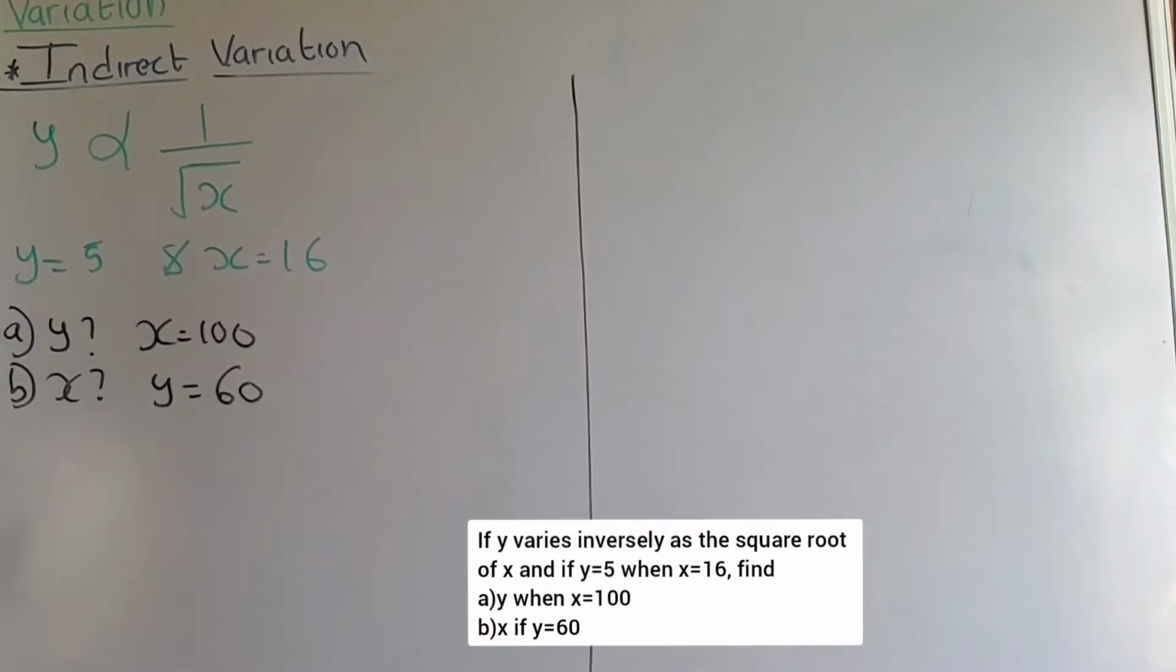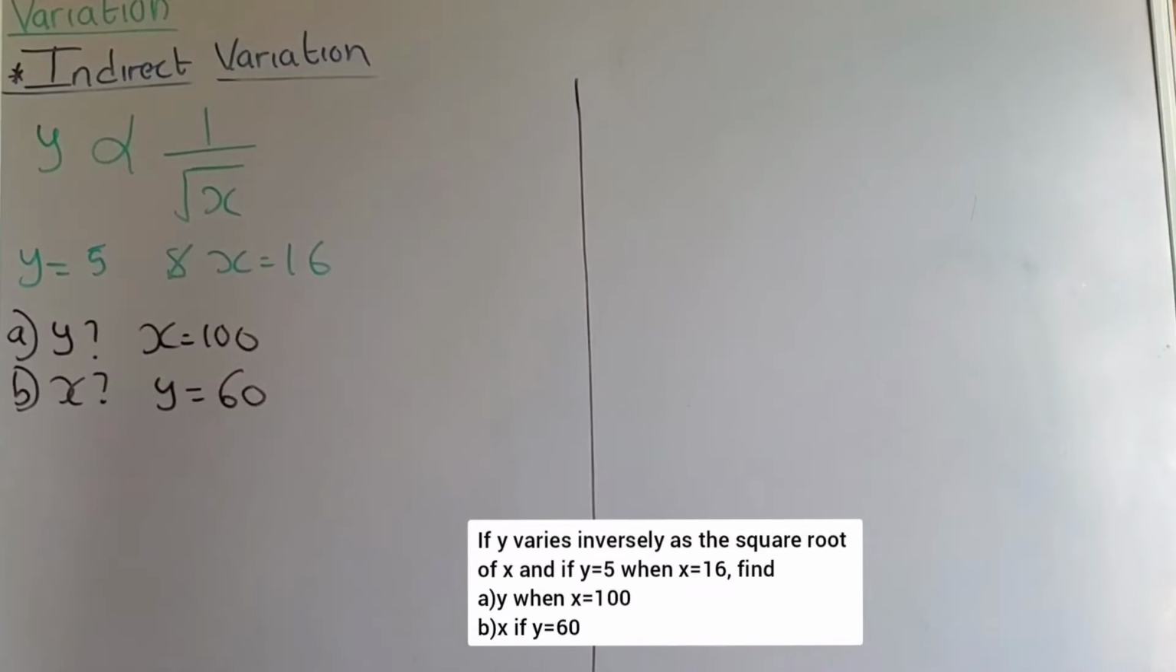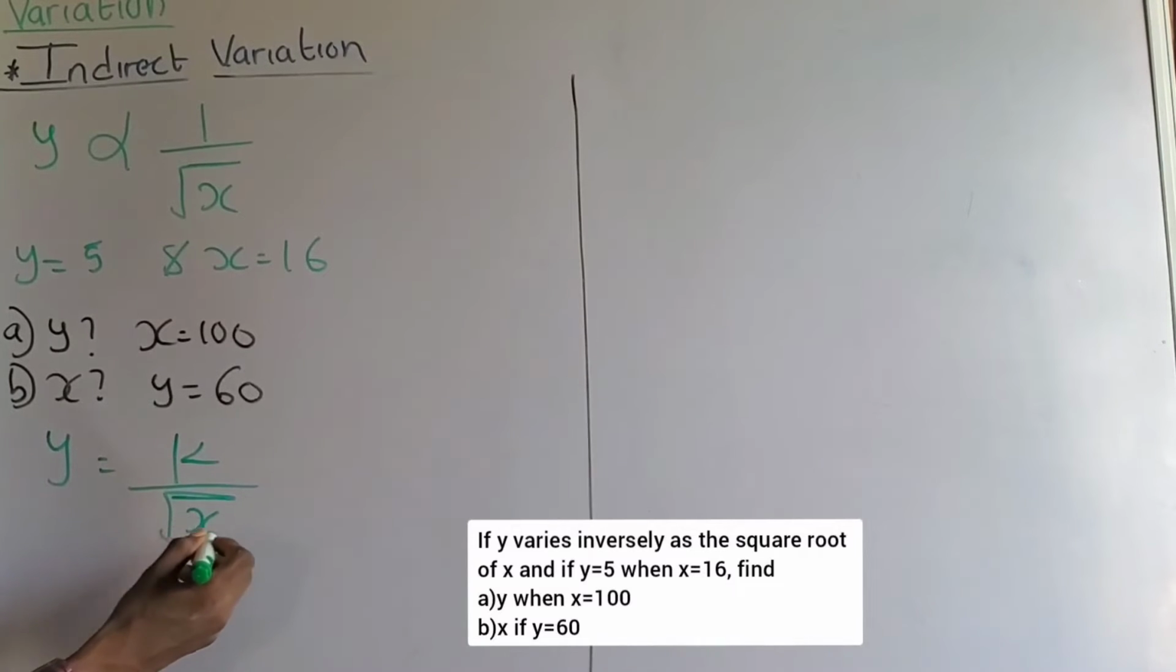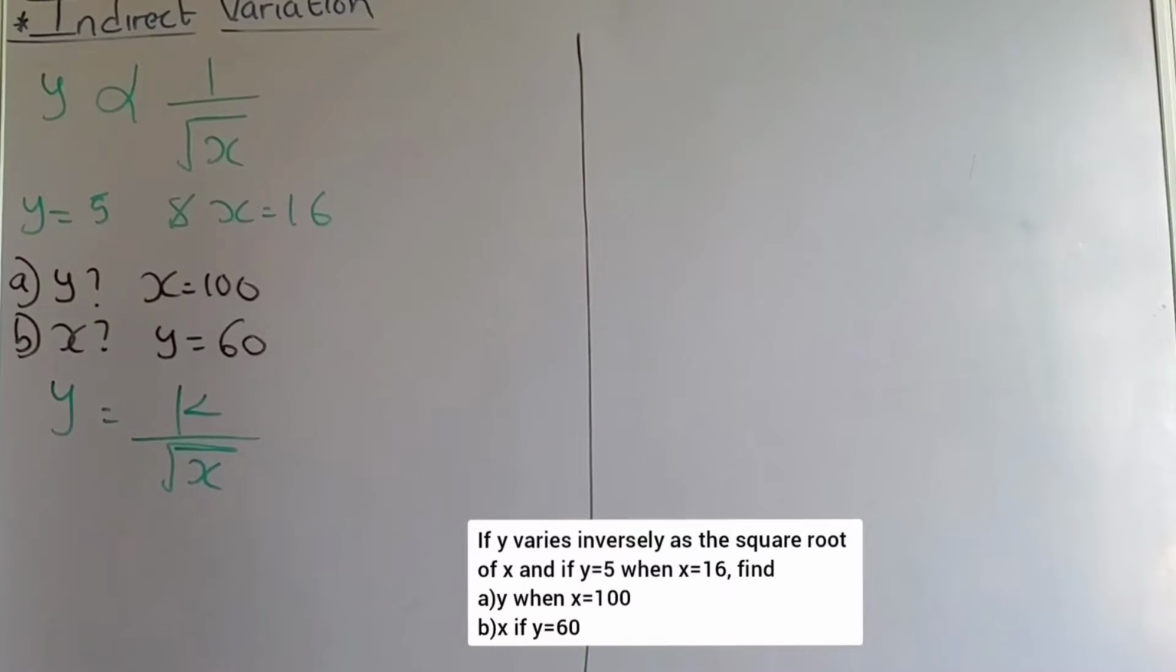Now before we can solve any of this question, we have to first change these variation signs to an equals sign, and to do that we have to introduce a proportionality constant. And if we introduce a proportionality constant, we have to solve for that value. You understand? We have to get the value of the proportionality constant. Okay, so let's do that. y will be equivalent to k over root of x. Do you understand? I'm very sure you understood the reason why we introduce k, and also what happens to the value of y as x increases.